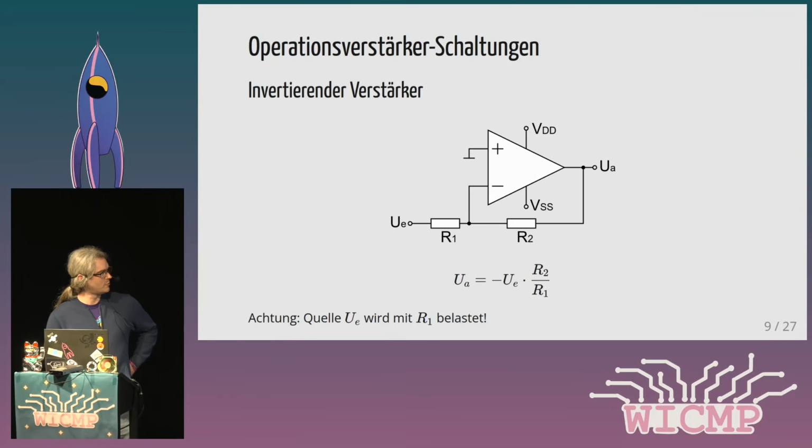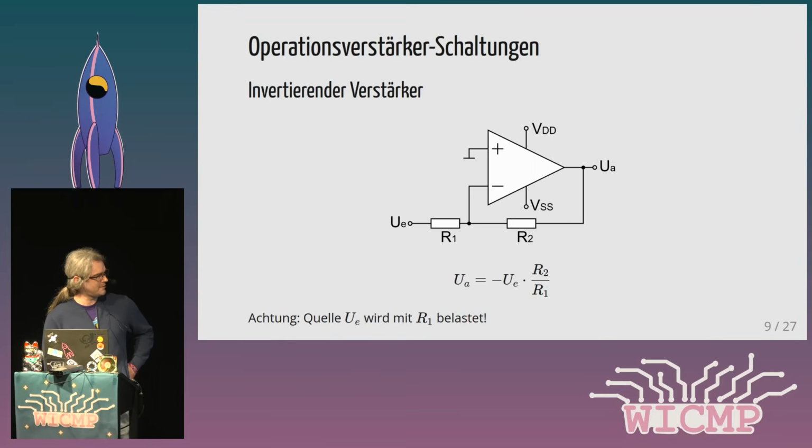We have a negative feedback loop, U plus equals U minus. So we have ground connected to plus. And that means that ground is also present between the two resistors. This is called a virtual ground because effectively here we always have ground, but there is no current flowing to the ground as opposed to a real ground. And this is an advantage for us because we can say that UE is decreased by UA.